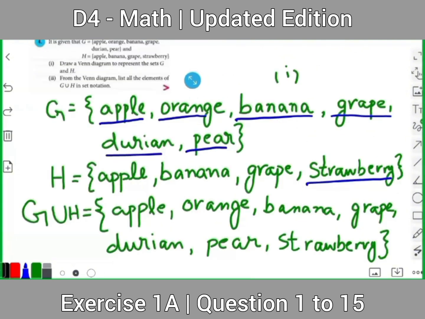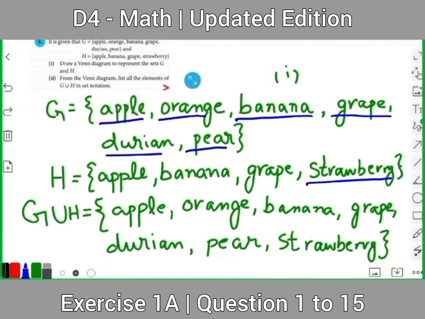Now we have two sets, the set G having the elements apple, orange, banana, grape, durian, and pear, and the set H having the elements apple, banana, grape, and strawberry. And we have to find out G union H. According to the definition, G union H is the set of elements which belong to G or H or both.